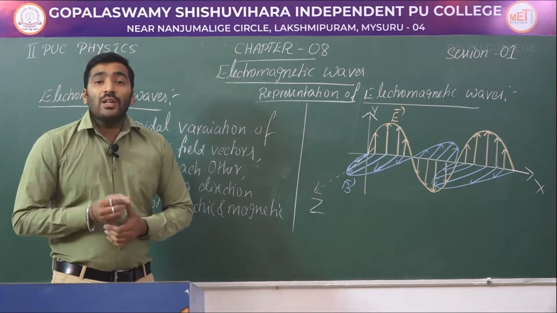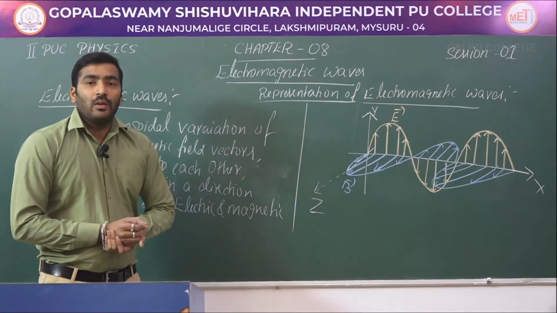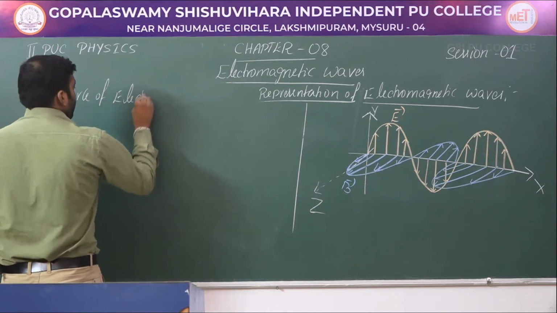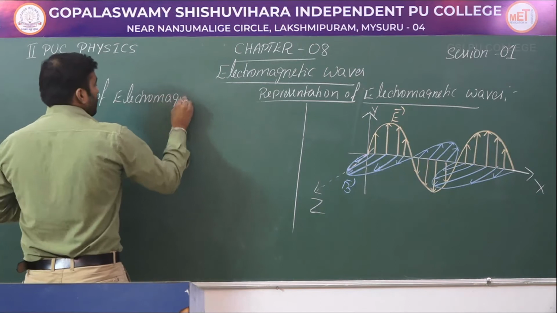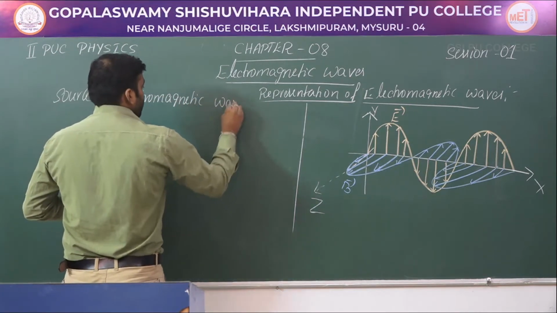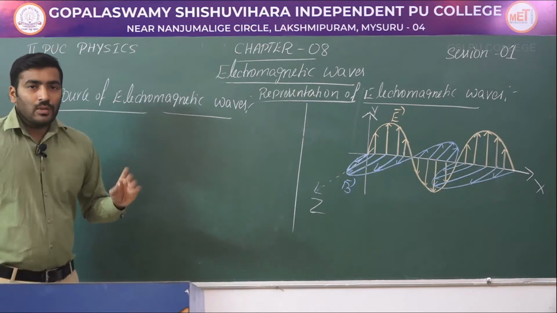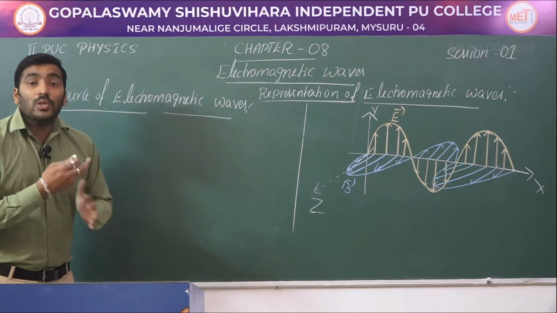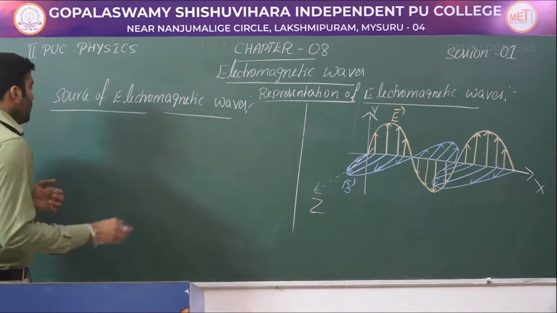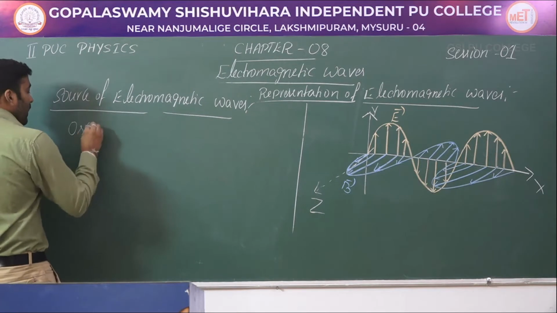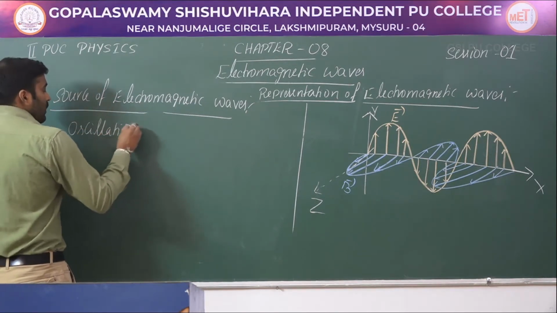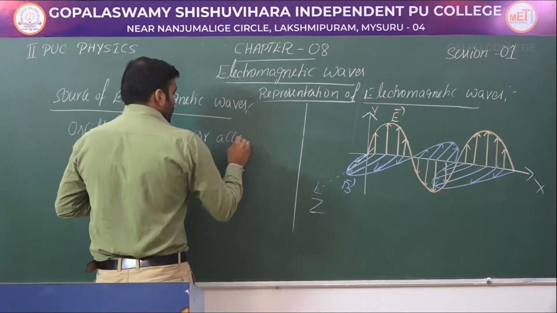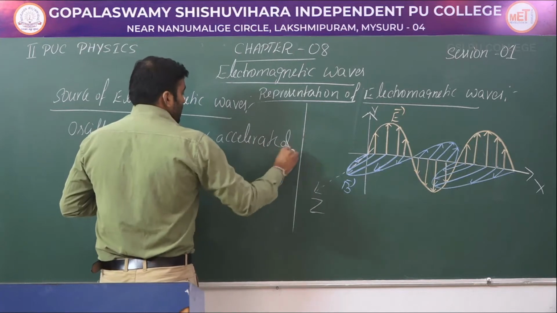Now we should write what is the source of electromagnetic waves. Let us write that. Source of electromagnetic waves. So this might be your 1 mark question. In your examination they may ask this question for 1 mark, like what is the source of electromagnetic waves? The source of electromagnetic wave is nothing but an oscillating charge or an accelerated charge.